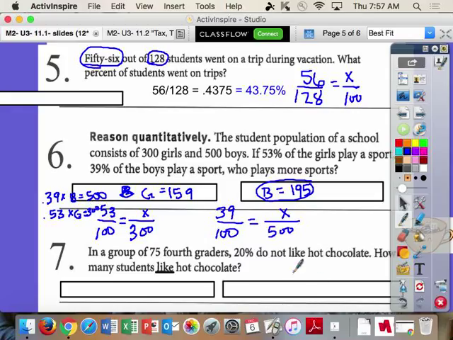Now the very last one, in a group of 75 fourth graders, 20% do not like hot chocolate. How many students do like hot chocolate? Okay, so 20% do not. So let's find out how many don't. So I'm going to put 20 over 100, right? That doesn't change. Percent part, percent whole equals, is 75 the total or the part? It's the total. So x over 75. What is that number?